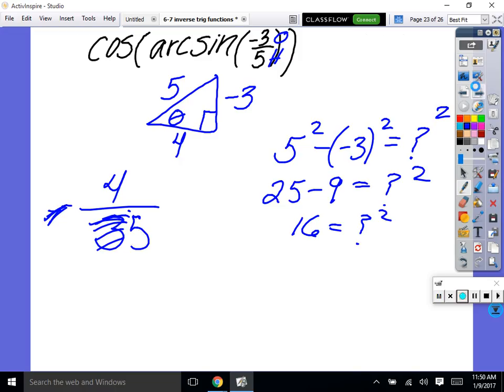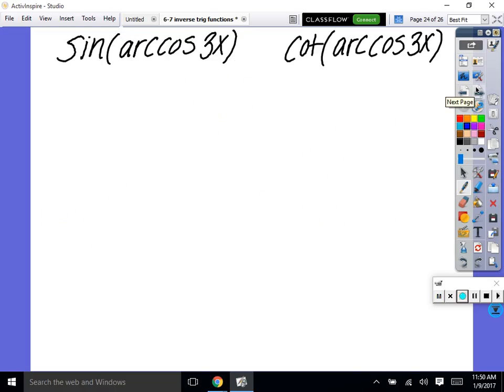Okay, last one, because this one is going to give you a variable, and you can't let it throw you off. Just go with the algebra. It says, find the sine of the arc cosine of 3x. Arc cosine means our angle has a cosine of 3x, so that's really 3x over 1. That's not on our unit circle, so we draw a right triangle, here's theta. Cosine is adjacent over hypotenuse, so 3x will be here, and 1 will be here.